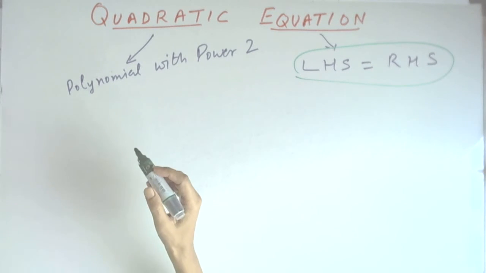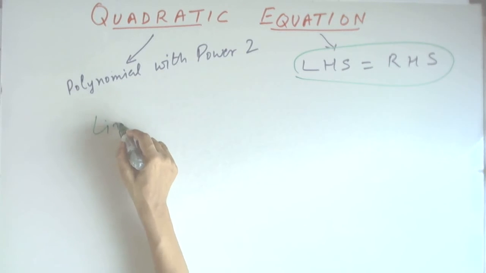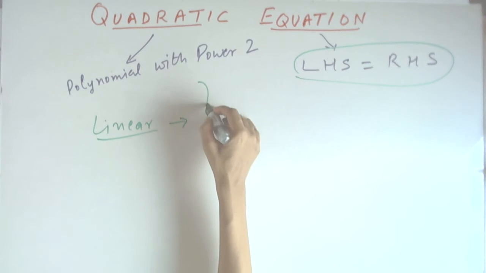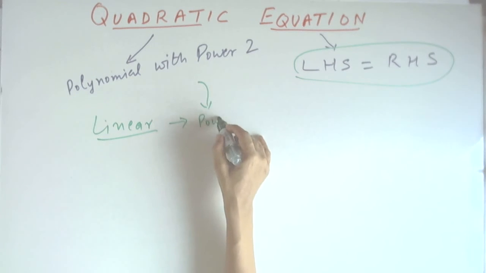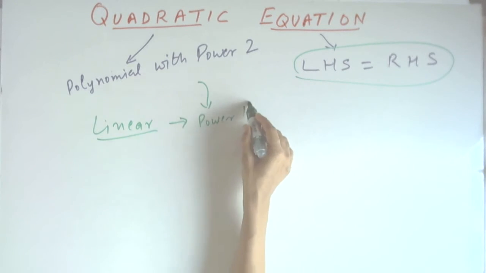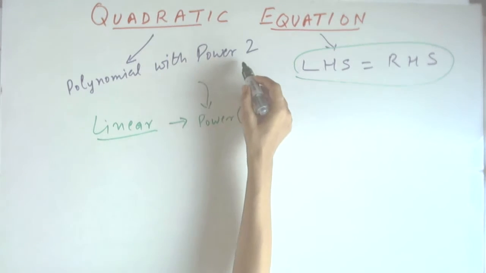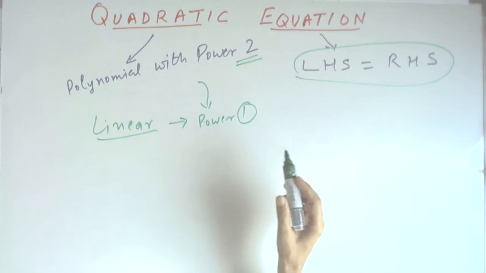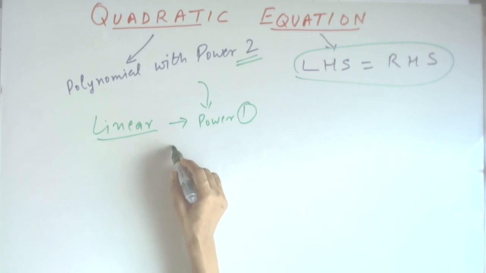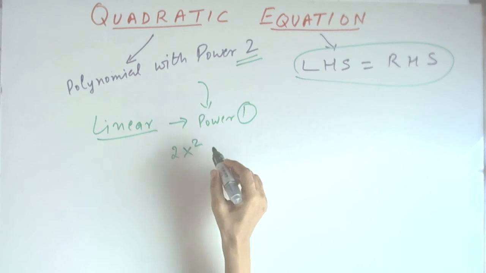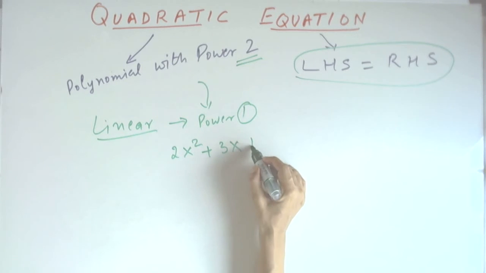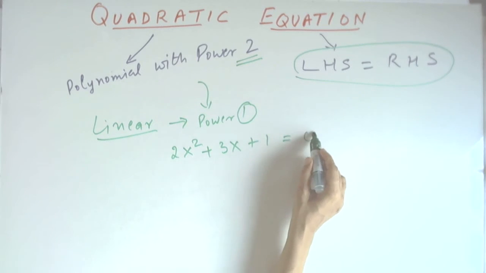Earlier we have learned linear equation. So linear is power 1, and in this case it is power 2. And again it is to be written in this format, like 2x square plus 3x plus 1 equal to 0.